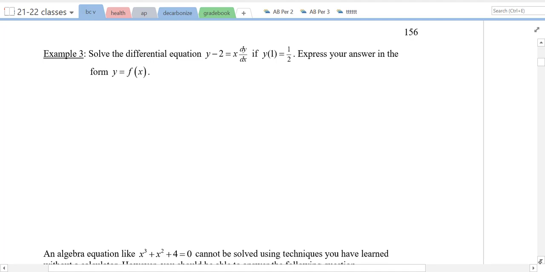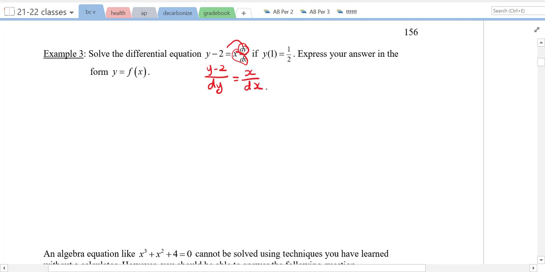Here's example number 3 for you. Okay, so solve this differential equation this time, and I did give you a particular point, so you should be able to get rid of the c value. You're thinking, oh, I'm going to leave the x's on this side, and I'm going to move the dy over. Here's your dilemma if you do that.